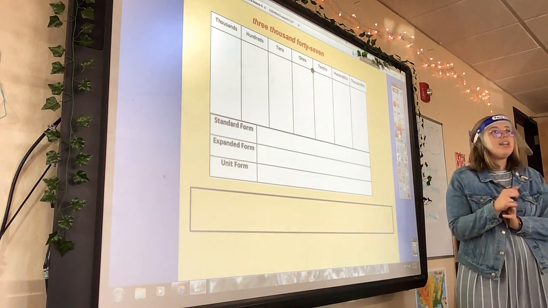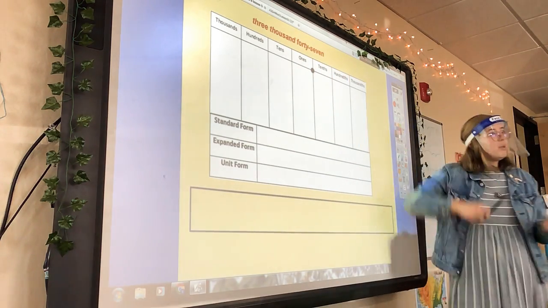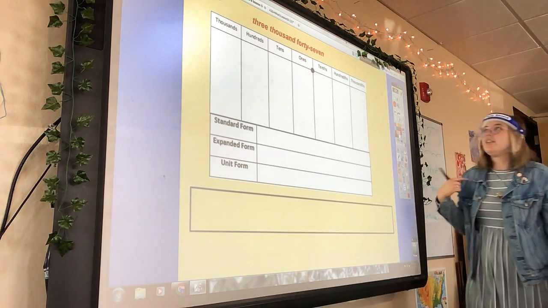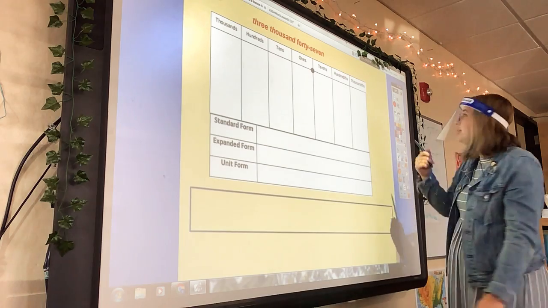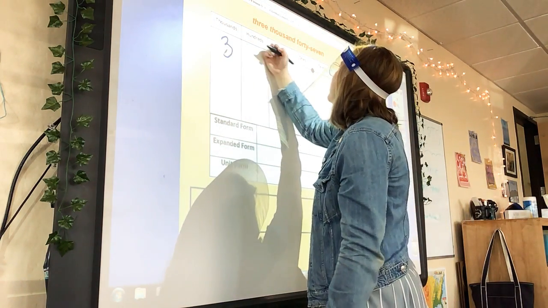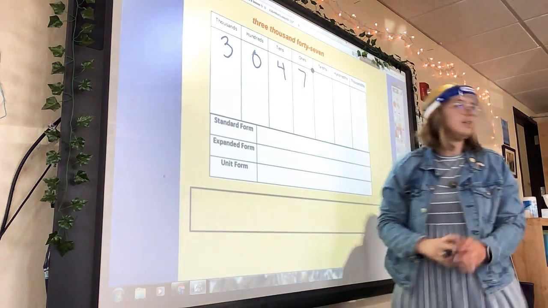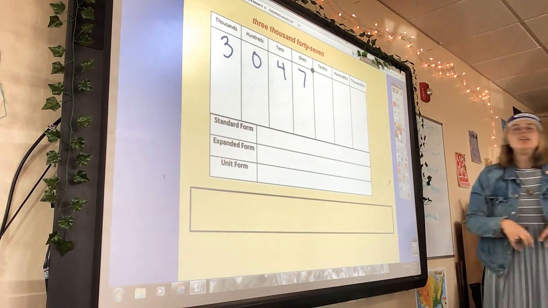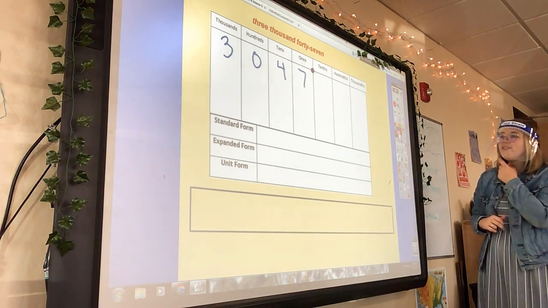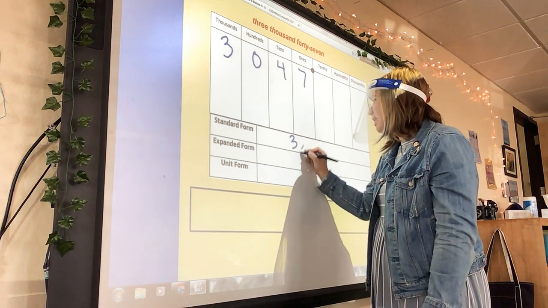Okay, that's in word form. Everybody point to that and say word form. Word form. And point up here and say word form. Word form. Good. Okay. So 3,047. So I'm going to put that in my place value chart. Which means I have 0 hundreds. Hundreds weren't mentioned in there. So that means I've got to fill in that empty spot with a 0. So 3,047. Standard form, it would look just like it does up there with a comma.